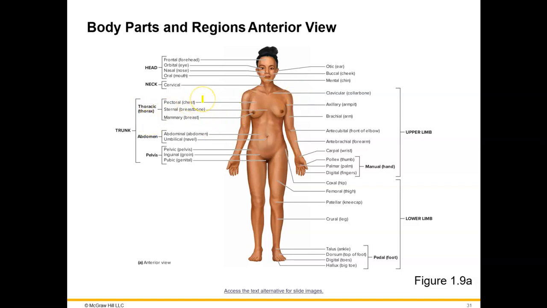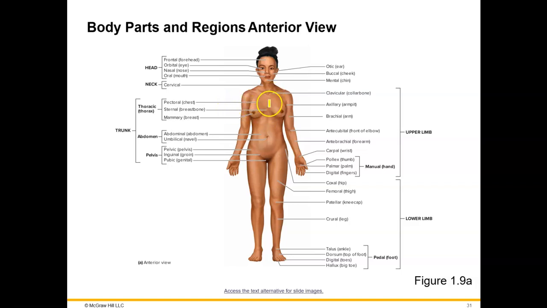Now within the chest region, there's also the actual chest itself. So pectoral is used to describe the chest, especially when we're talking about the chest muscles. But the chest cavity is thoracic. Okay, so when we use the word thoracic, we mean the chest cavity, which includes the heart and the lungs and everything inside the chest cavity. But when we use the term pectoral, we mostly use that to refer to the chest muscles.